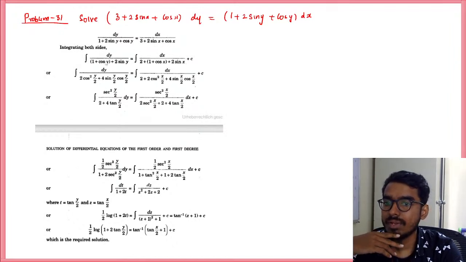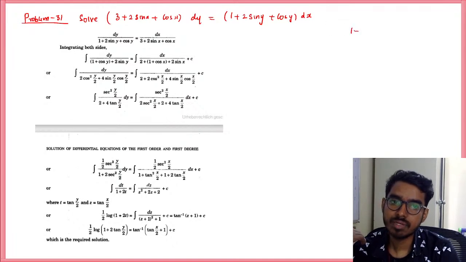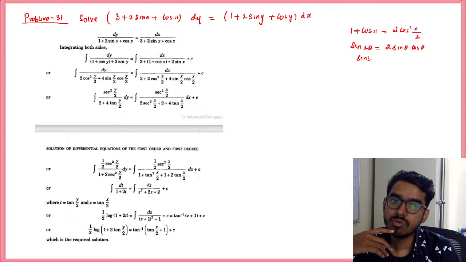Now 1 plus cos theta is 2 cos square theta by 2. And we know 1 plus cos x is 2 cos square x by 2. They are using some trigonometric formulas. 1 plus cos x is 2 cos square x by 2. And we know sine 2 theta is 2 sine theta cos theta. And therefore, sine theta will be 2 sine theta by 2 cos theta by 2.